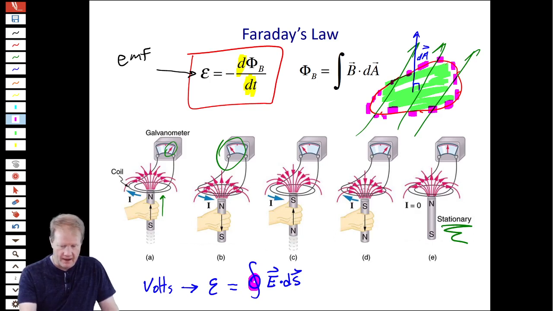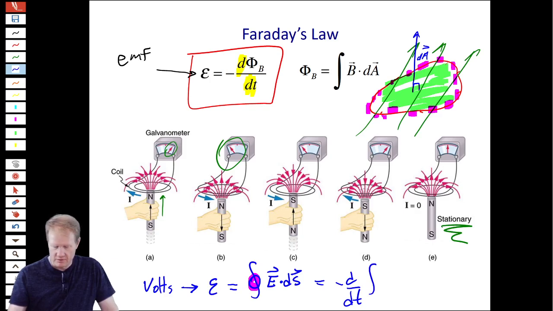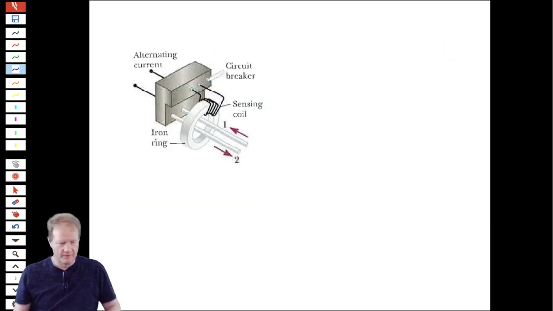And that has to match this negative time derivative of the flux through the surface. Don't worry about the minus sign too much. So this is an open surface, B dot dA, whereas that's a closed path. That's the path that surrounds the surface that you calculate. Okay, that's Faraday's law. Let me give you a little example.